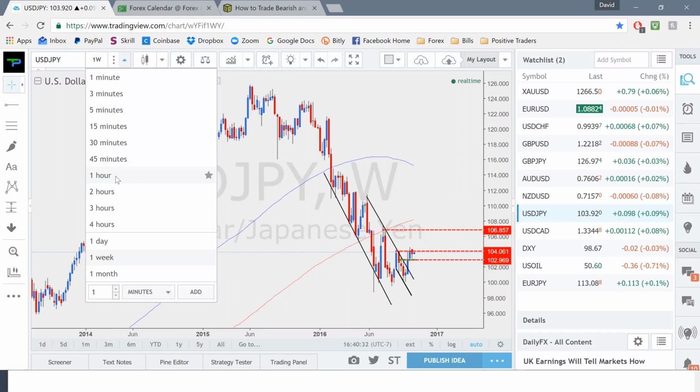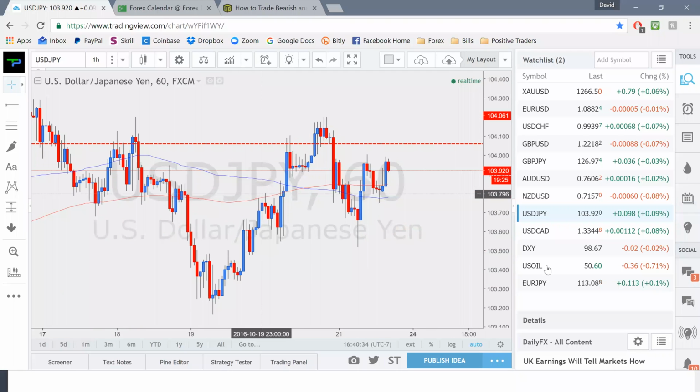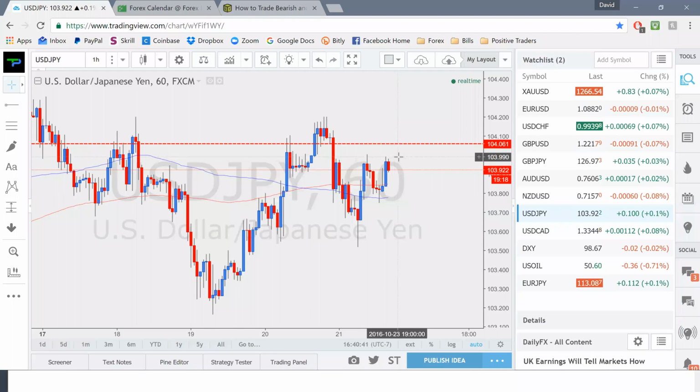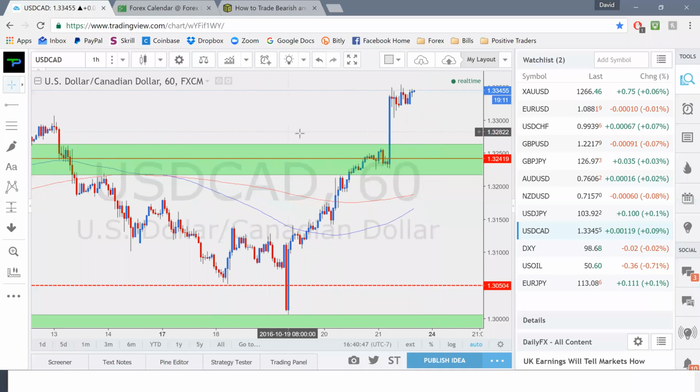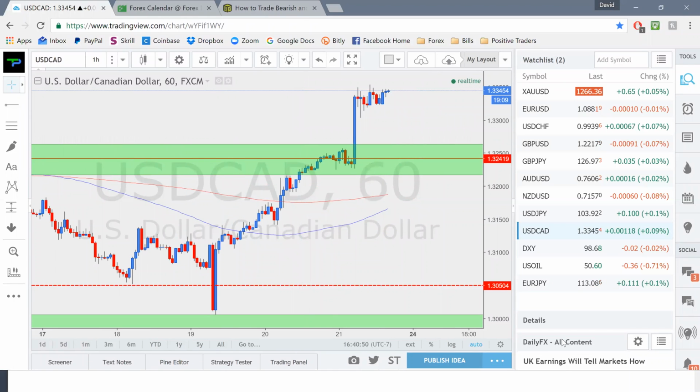So let's move on to USD CAD, guys. It's already making some moves this week, right? Opened up at 103.80 and went up actually about 20 pips already, 19 pips. All right, USD CAD. Honestly, guys, USD CAD and oil I would stay away from.